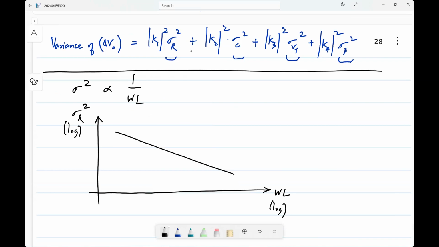So for every, let's say, doubling of, or if this changes by 10 times, the area increases by 10 times, the mismatch variance also falls by 10 times.